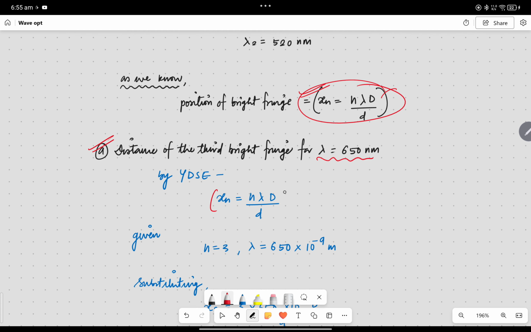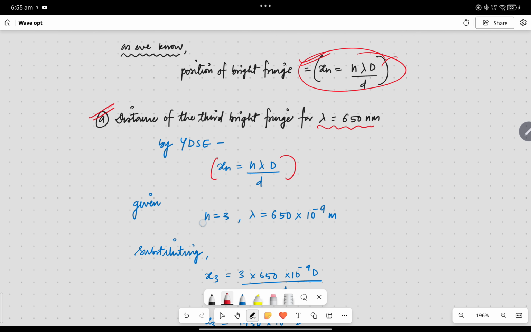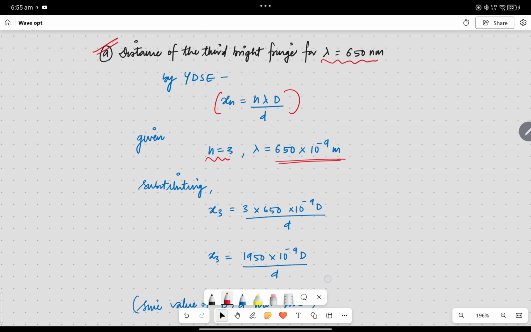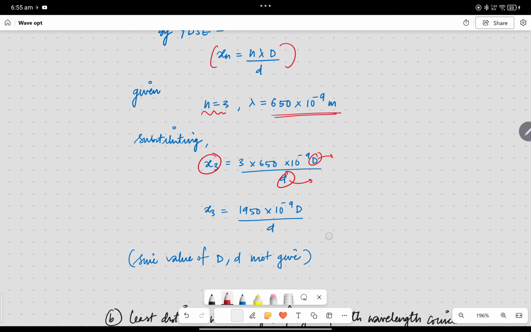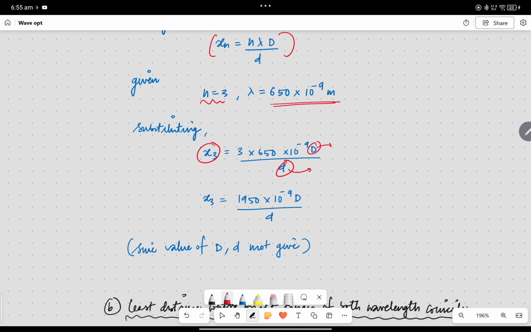So xn is equal to n lambda D by d, and here n is equal to 3, lambda is equal to 650 into 10 to the minus 9 meter. Substituting the values, we get x3 is equal to 3 into 650 into 10 to the minus 9 into capital D by small d. Here the capital D and small d are not given in NCERT, particularly in the latest PDF I have, so I am leaving it that way. If the value is given in a previous edition, you can put that value here. Capital D is basically the distance between the cardboards, and small d is the distance between the two slits.